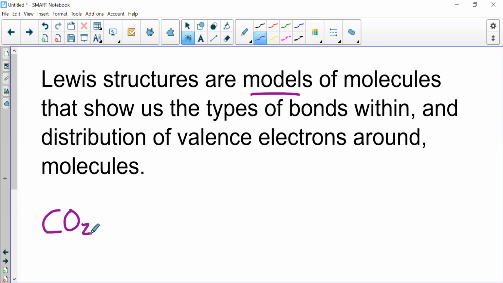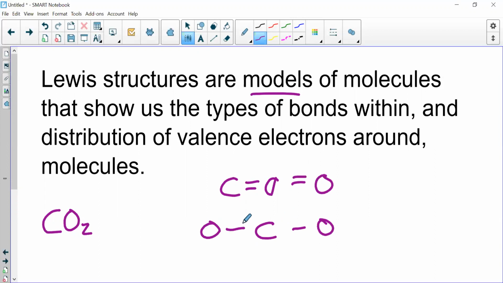We see it written like this, but is this kind of what it looks like in real life? Is it a carbon bonded to an oxygen bonded to an oxygen? Or is it a carbon in the middle of two oxygens? Are these single bonds? Are they double bonds? Are they triple bonds? Is it one single and one double? Are there lone electrons on the outside of these atoms? All of these questions get answered with Lewis structures.